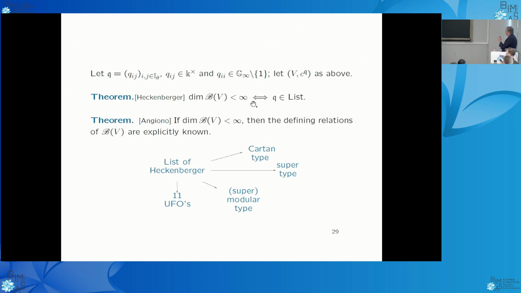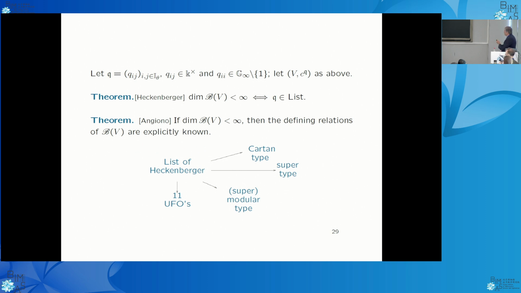I cannot give you a lot of details. One has to say more things, but let me explain what this list is. And before that, let me observe that one of my students, Angiono, proved that if the dimension of B(V) is finite, so Q belongs to the list, then the defining relations, he exhibited them explicitly.